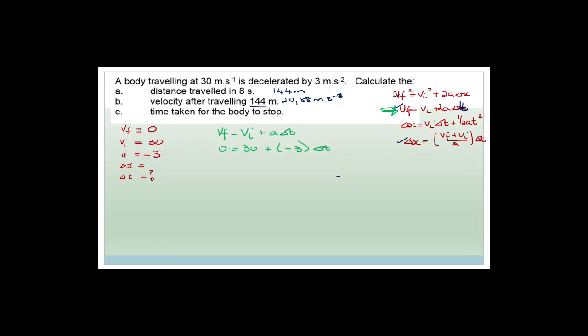So if we take that across, we have got 30 equals negative 3 delta t, and that's a minus 30. So do you agree that delta t is going to be 10 seconds? So it's going to take 10 seconds for this to come to a stop. There you go. Right, now let's look at the next question, shall we?